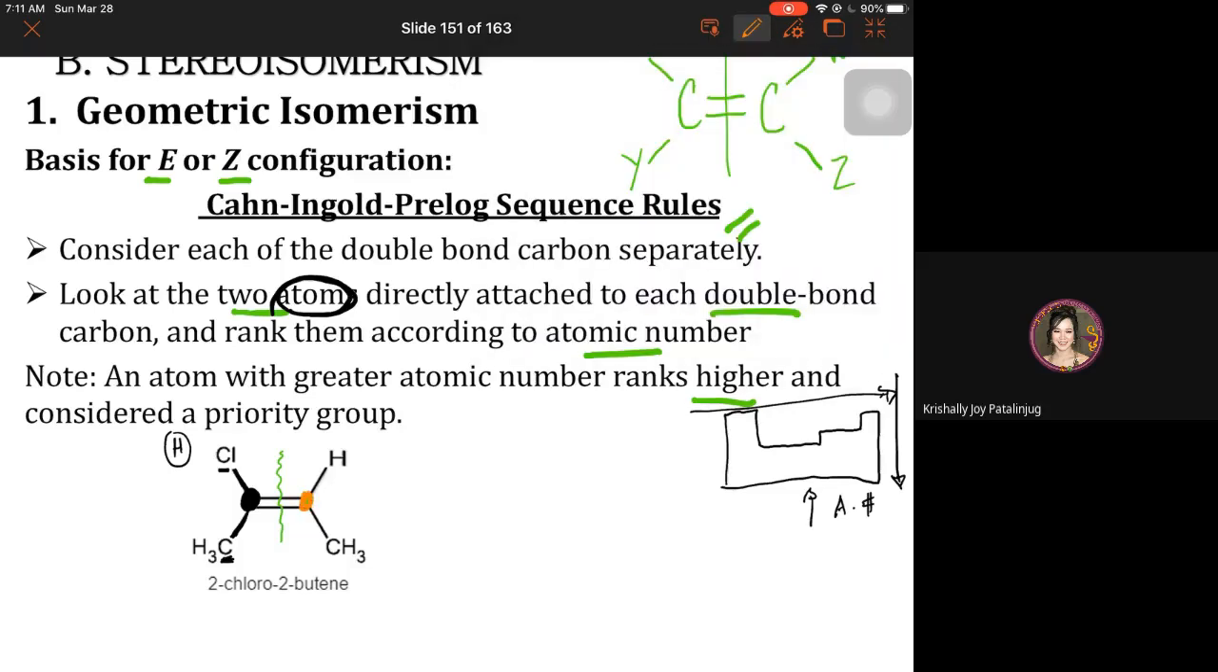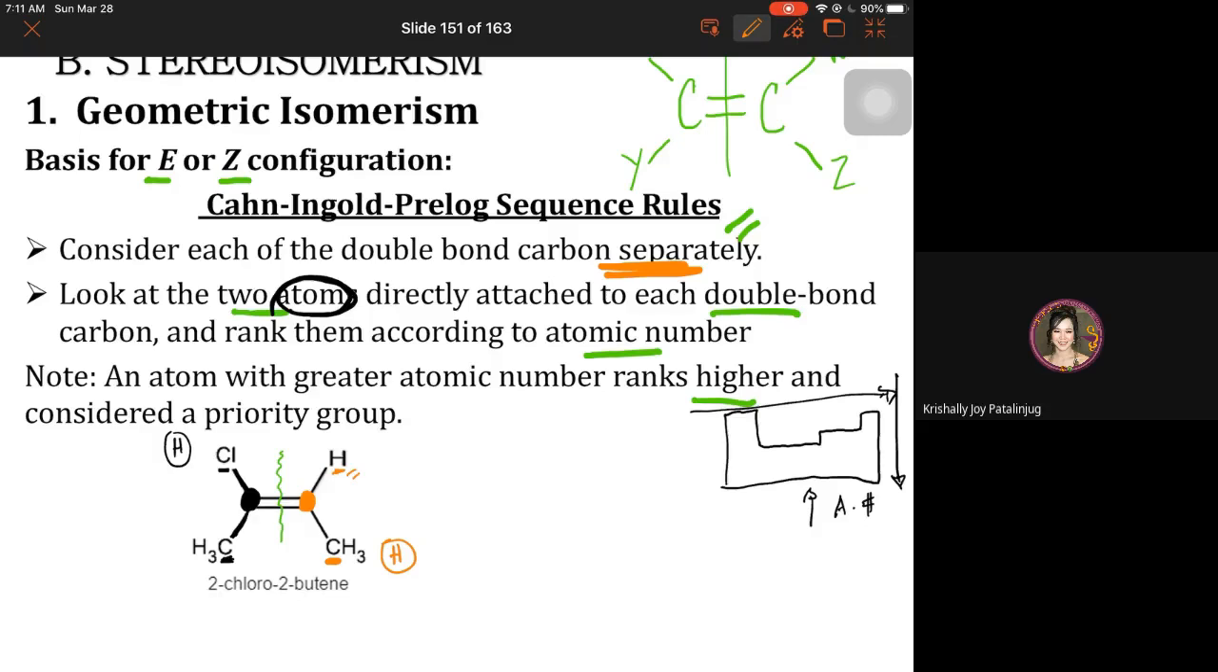Now, in this other double bond carbon, check separately the atoms directly attached to it. There is hydrogen, then below, you have a carbon atom. And we all know already that hydrogen is not a priority group. When we say priority group, it is any group except hydrogen. Therefore, automatically, the carbon has the higher rank based on atomic number. The carbon here is directly attached to the double bond carbon. So you have already ranked the surrounding atoms directly attached to each double bond carbon.